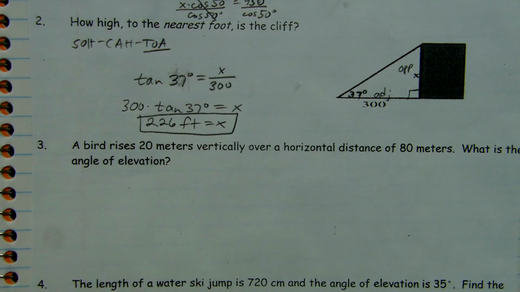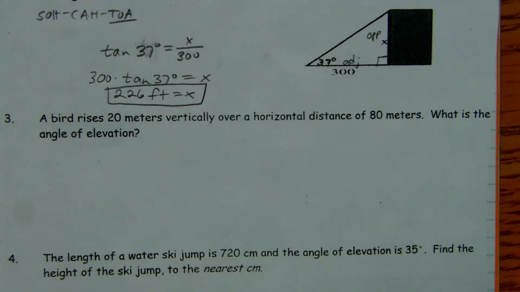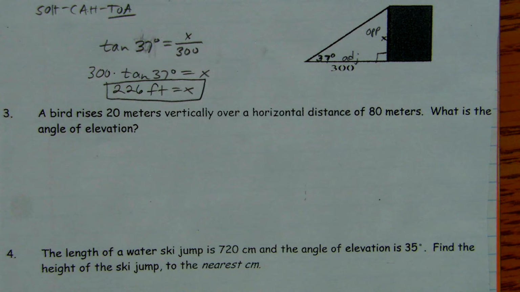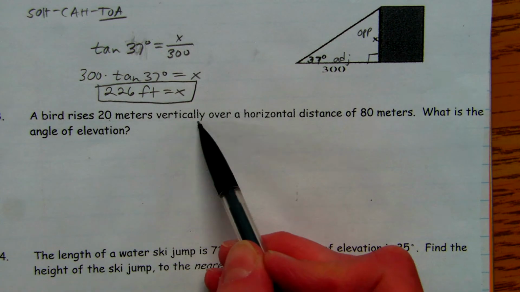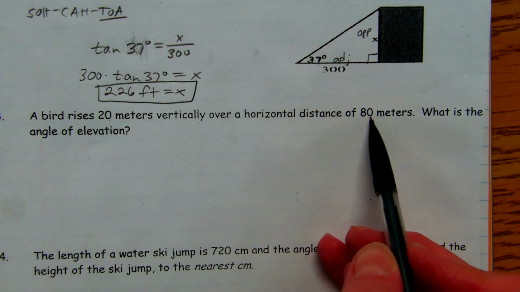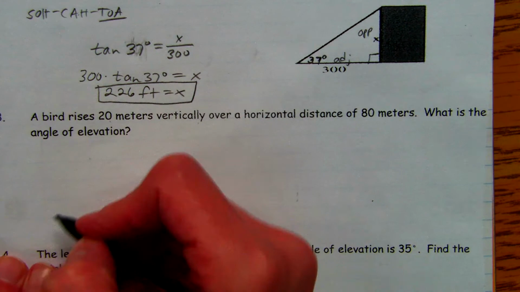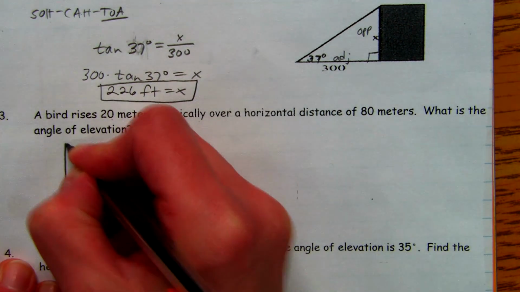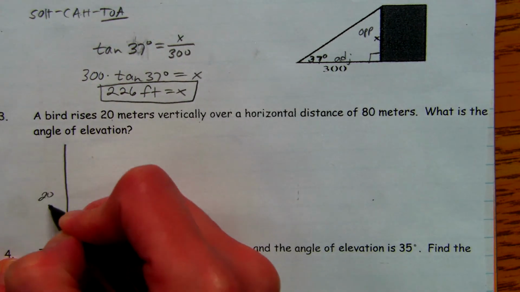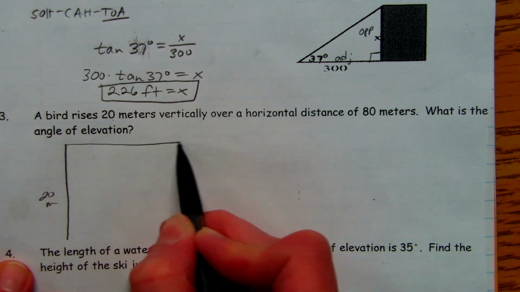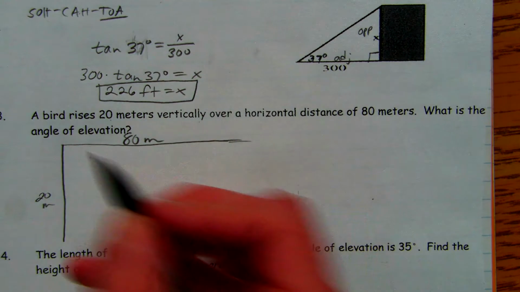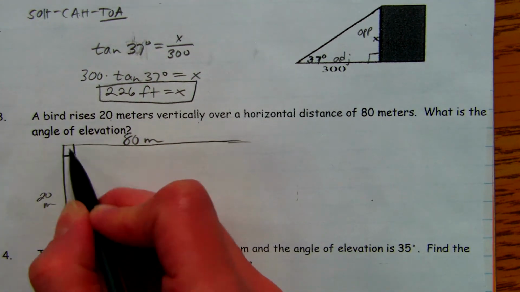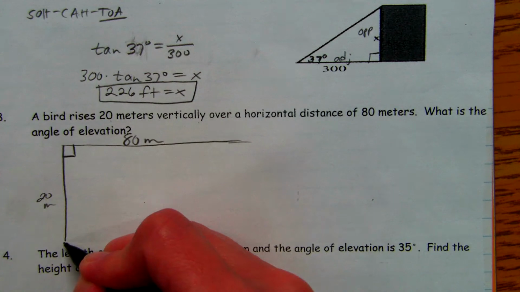Okay, the ones that are trickier, I think, are the ones that have angle of elevation and angle of depression that do not give you a picture. So we're going to set up the picture on these. A bird rises 20 meters vertically over a horizontal distance of 80 meters. What you want to do is draw a picture. So you've got a bird. It's rising 20 meters vertically, so that's 20 meters, over a horizontal distance of 80 meters. I don't know if that looks 4 times as long, but whatever, it's just a picture. So up and over are going to be at right angles, and it says, what is the angle of elevation?